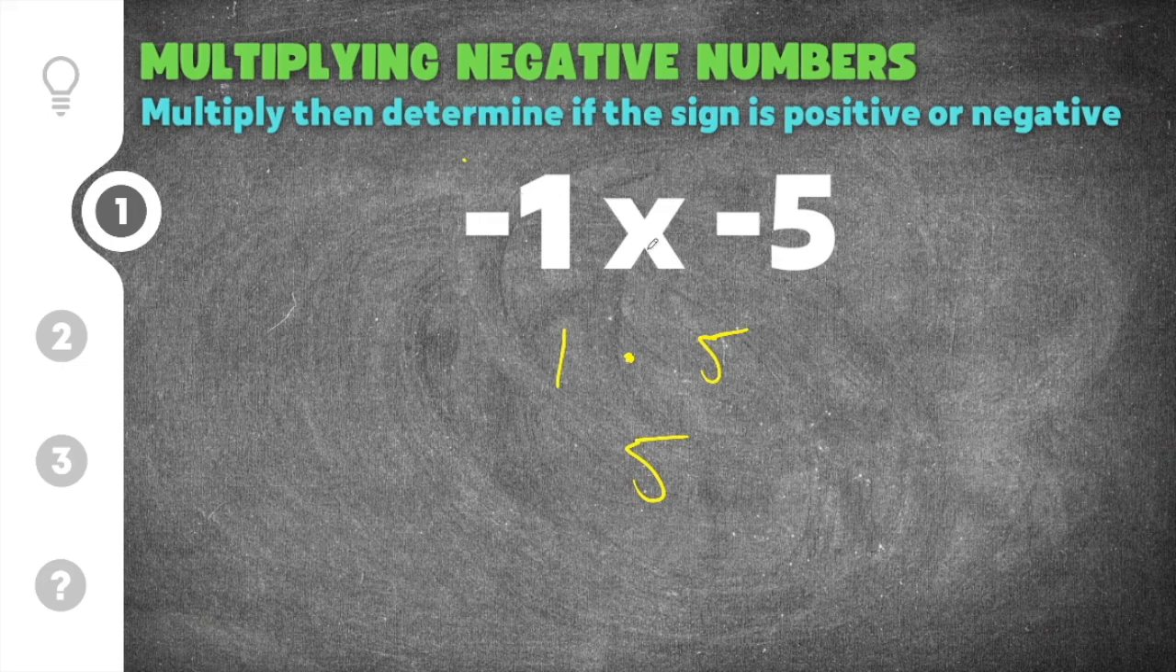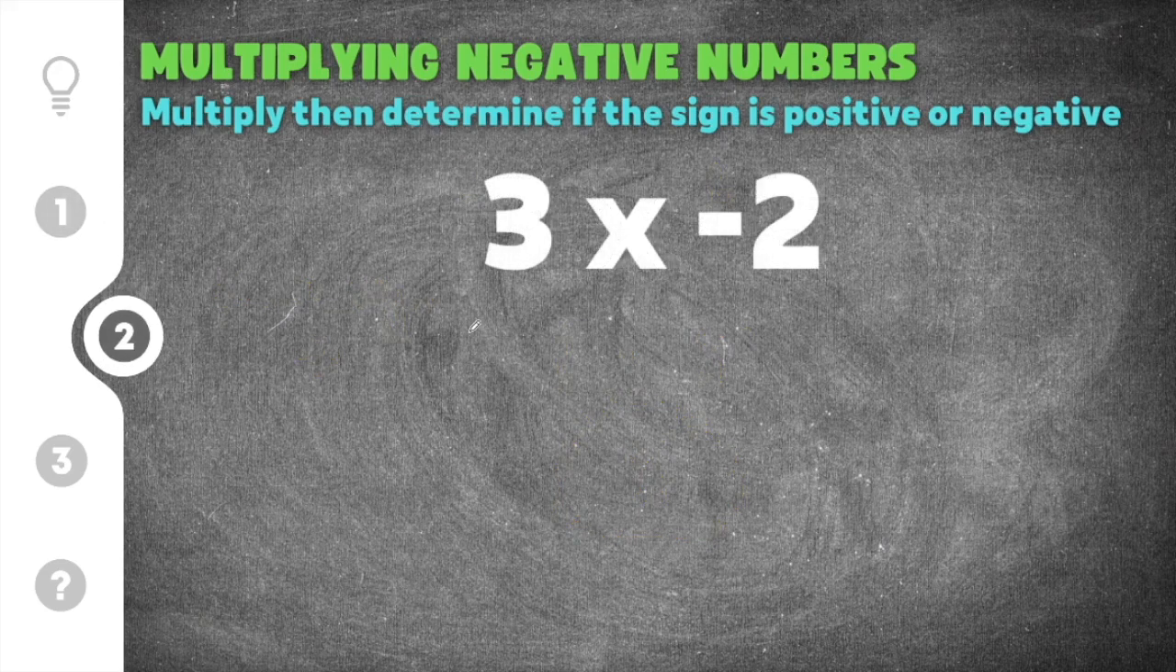And then you check to see if your numbers have the same signs or different signs. In the case of this problem, this is a -1 and this is a -5, which means they have the same sign. And because they have the same sign, that means it's going to be a positive answer. This 5 is going to be a positive 5. So when you multiply -1 times -5, the solution is positive 5 because the two negatives will cancel and you'll end up with a positive number.